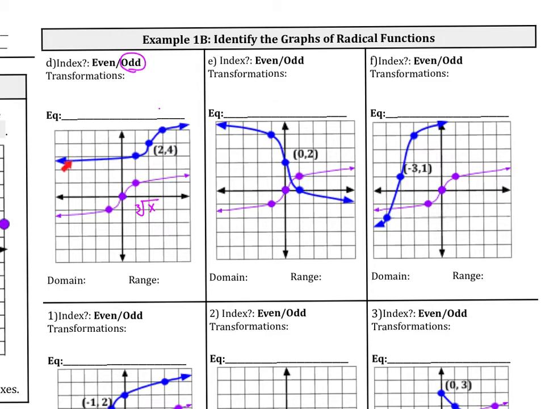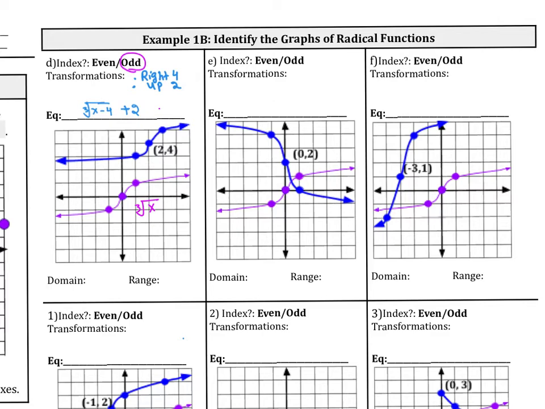Now you can see that this blue function is moved 2 units up and 4 units to the right. So the new function is going to be cube root of x minus 4, and you're going to have a plus 2 outside. So the transformation is right 4 units, up 2 units.